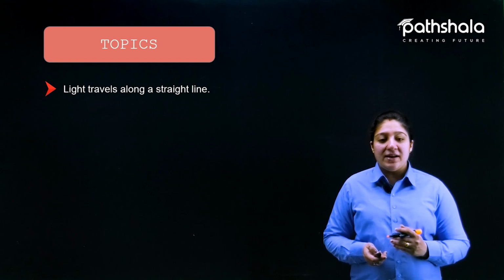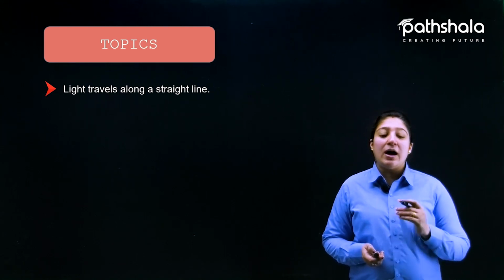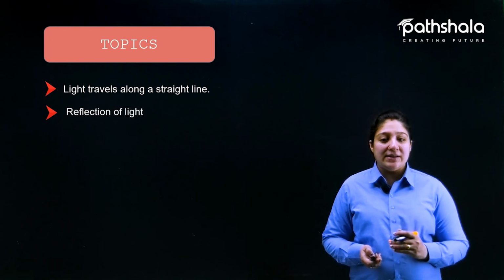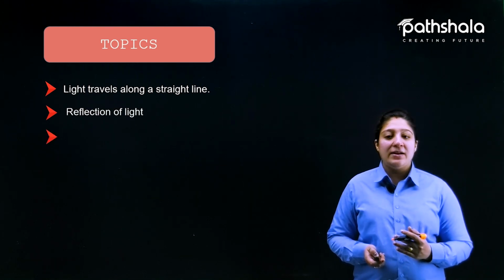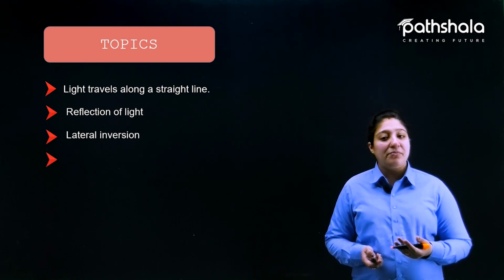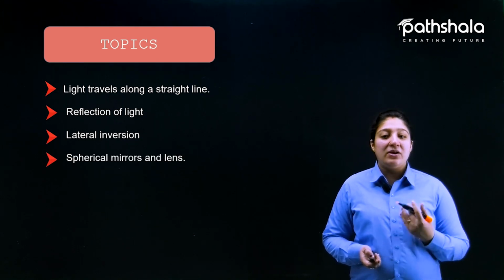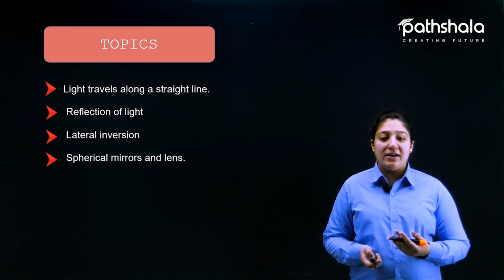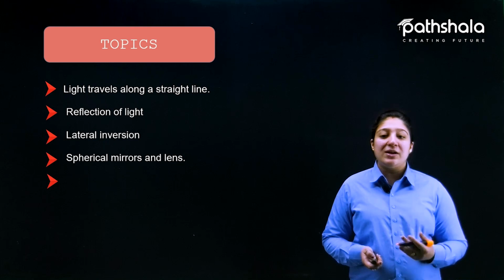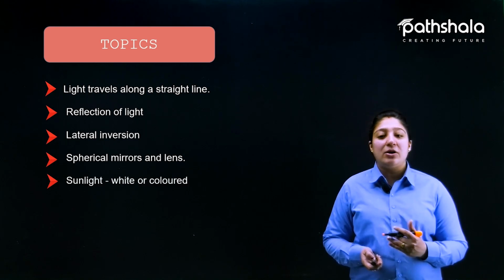topics. After that, we are going to understand how light travels along a straight line. Then we are going to understand the reflection of light. Then lateral inversion, which is a very important property of plane mirrors. Then about different types of mirrors, that is spherical mirrors and lenses. What are their uses, how they are useful to us, that we are going to understand in this topic.